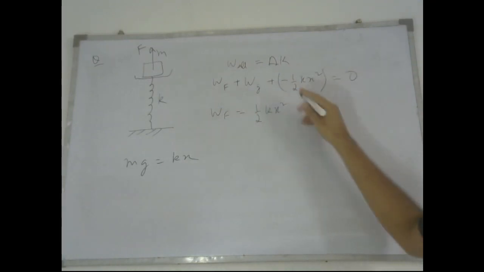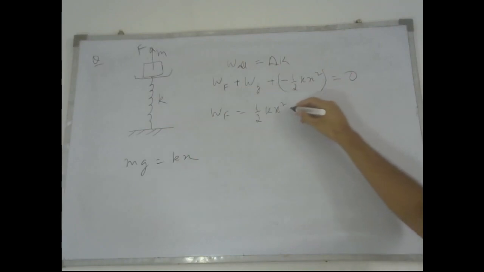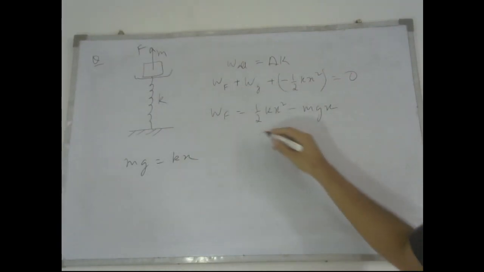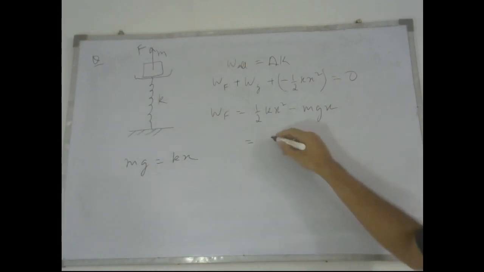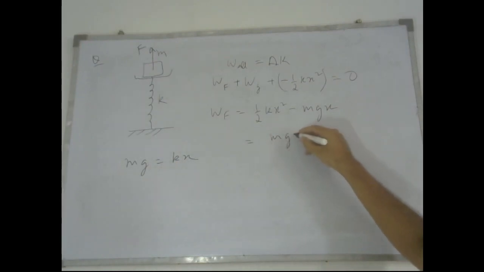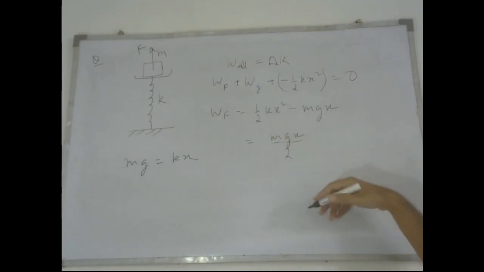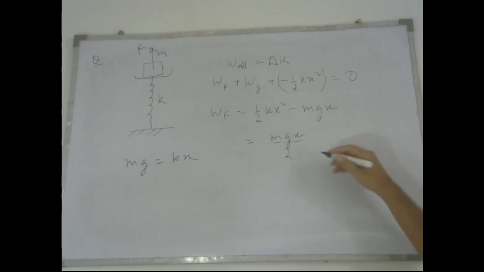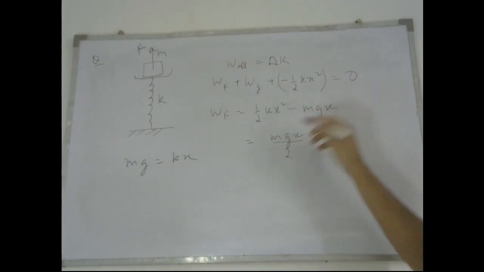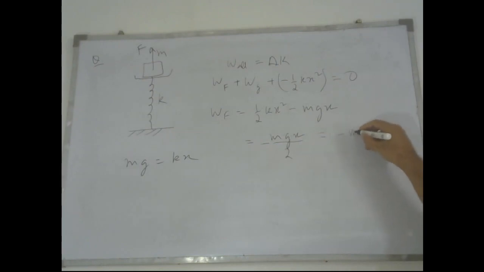and work done by gravity is positive, it would become negative, that would be minus mgx. So the value of kx is equal to mg, so I can write half mgx minus mgx, so that becomes minus mgx by 2, with the negative sign, right? Since x is equal to mg by k, this becomes minus m square g square by 2k.